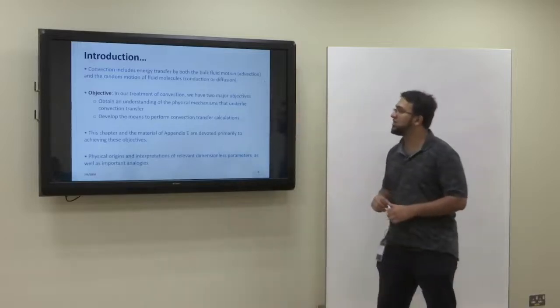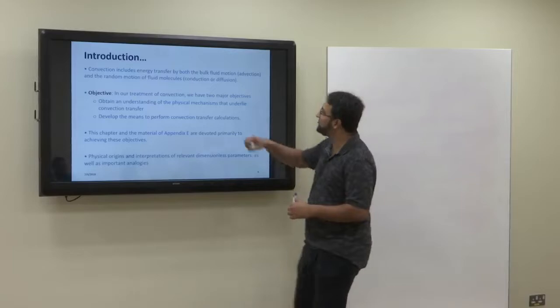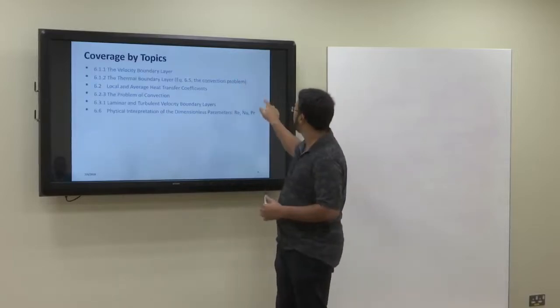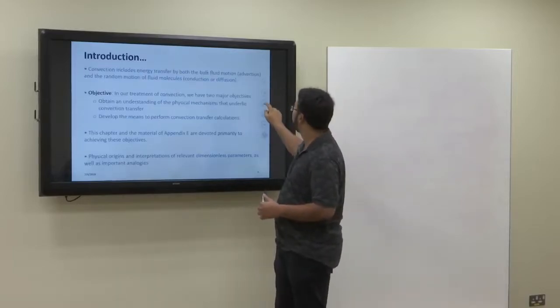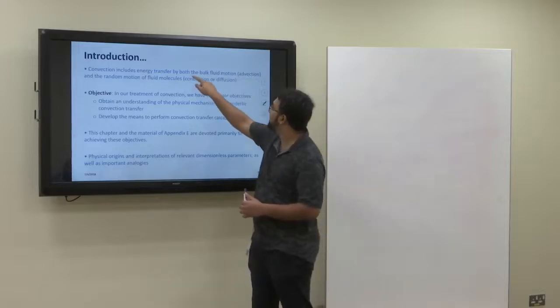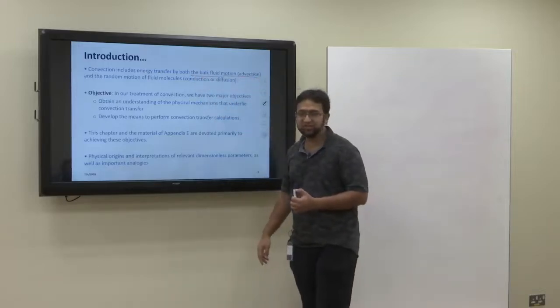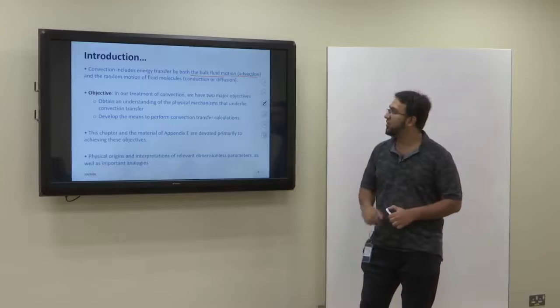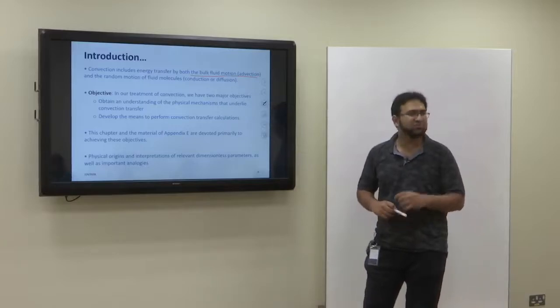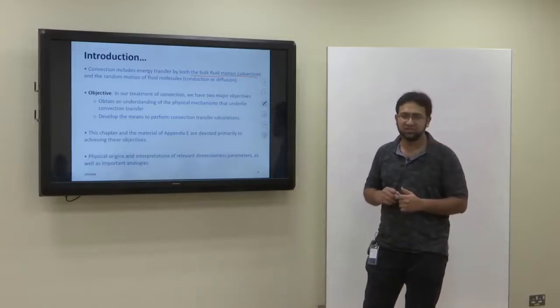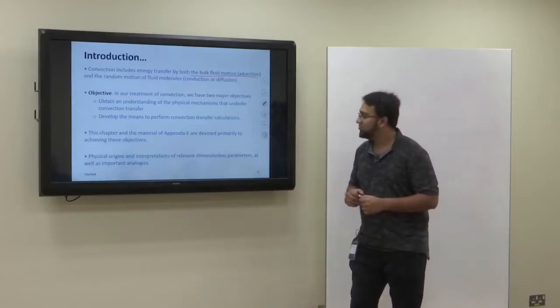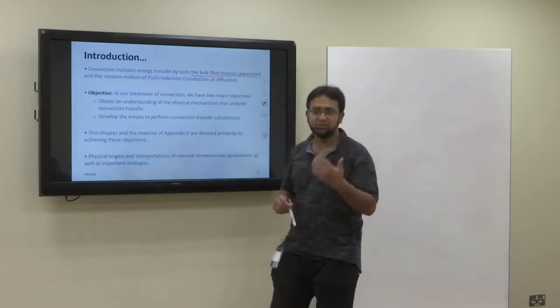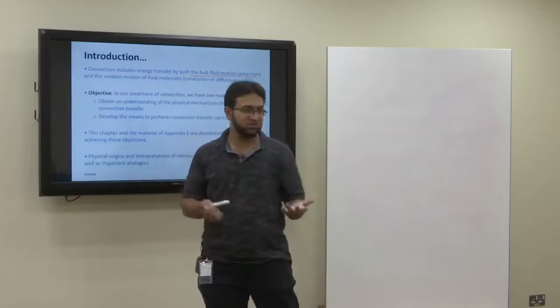So, introduction. Convection includes energy transfer by both the bulk fluid motion, which was the advection, and the random motion of fluid molecules, which is the conduction or diffusion. That's in chapter number 1, we studied that. So that's heat transfer by the actual motion of the molecules, and this is convection.